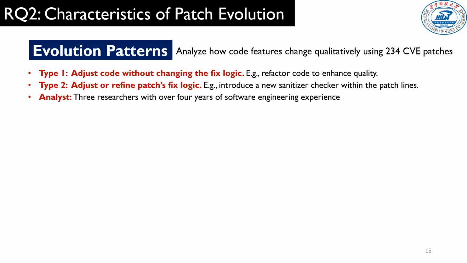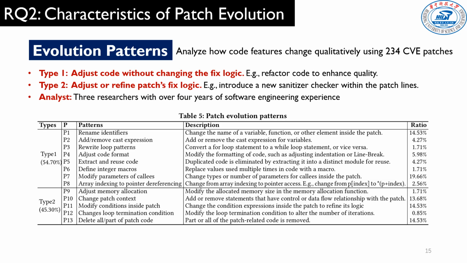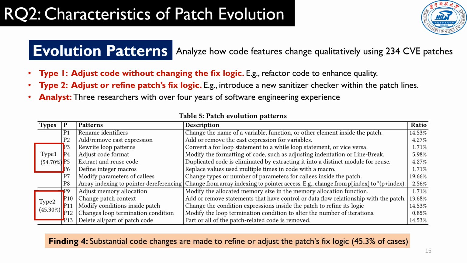We also manually analyze evolution patterns. We identified 2 modification types. Type 1 is adjust code without changing fixed logic. These changes are to improve code quality. This type accounts for 54.7% of cases. Type 2 is adjust or refine patch's fixed logic. These changes modify the patch logic, like adding conditions to a sanitizer. This type represents 45.3% of cases. Such changes should be carefully handled since they might break the fixed logic.